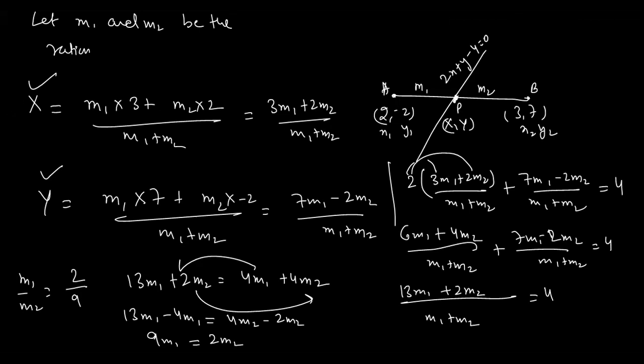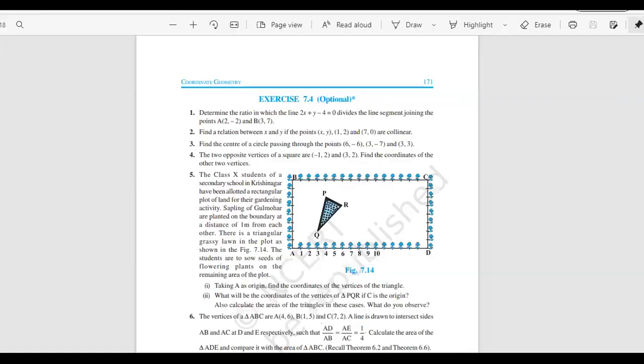Okay. So this was the question. Now we have a question: find the center of a circle passing through this and this and this point. Means find the center of a circle which is passing through these three points. We have the 3 points of the circle, and we have to find out the center of the circle. So how can we find out the center of the circle? Suppose we have a circle.